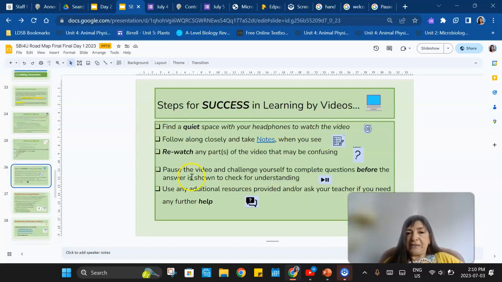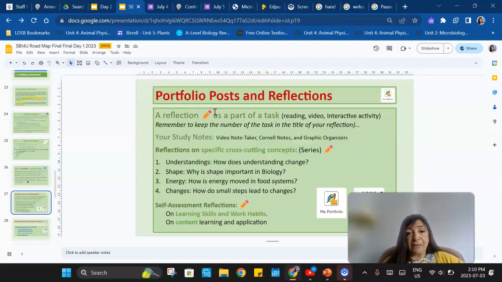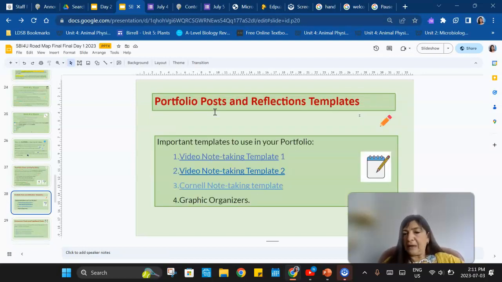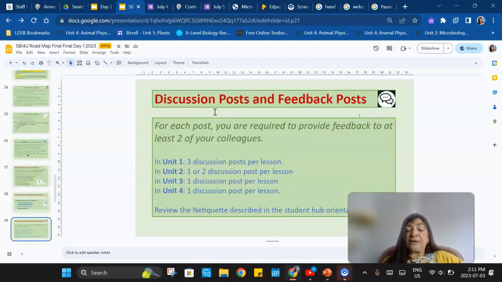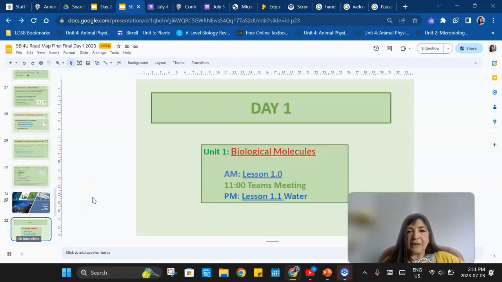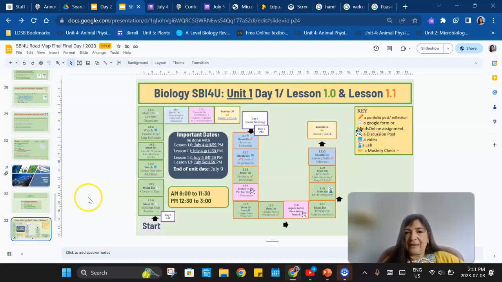So here you can see tips for success in learning by video. Try to read them and follow them. Portfolio posts and reflections and the different types of these posts, and the note-taking guide that you can use, and the discussion posts and some more details about them. And now with this week's agenda, and finally, today in a glance. We'll see this in the next video.